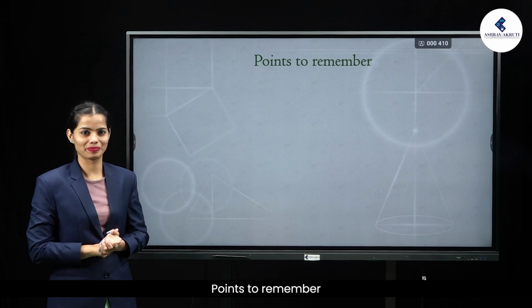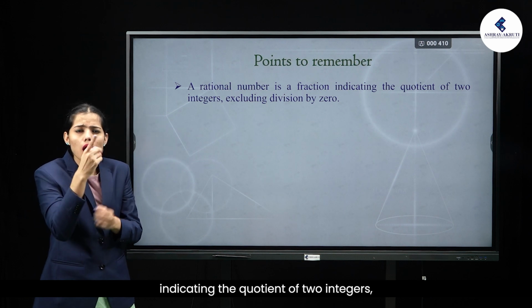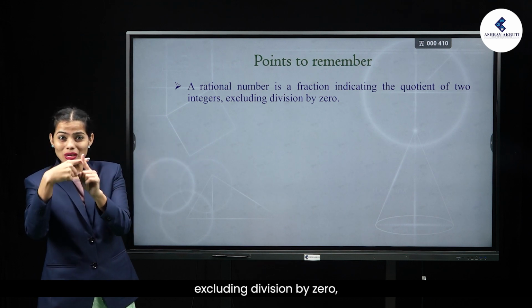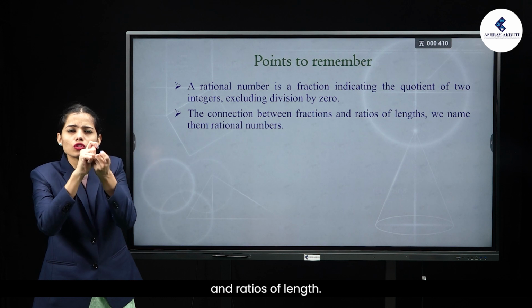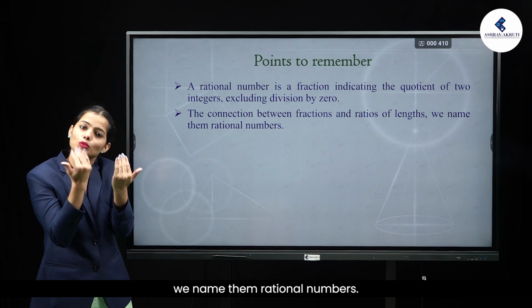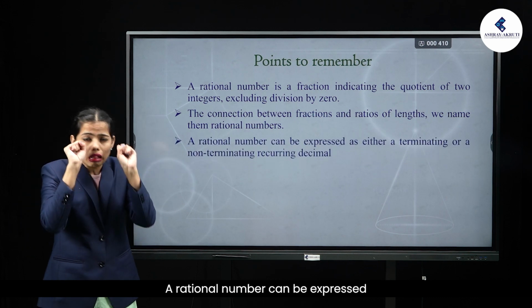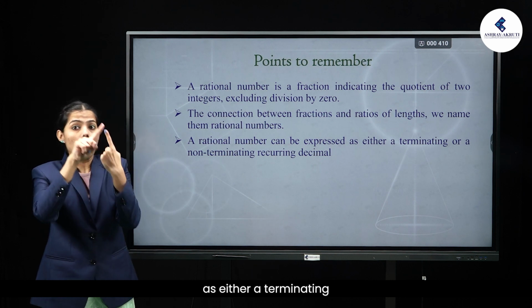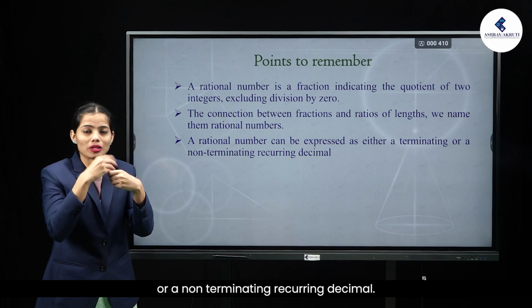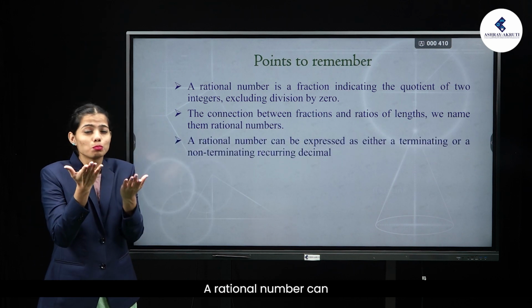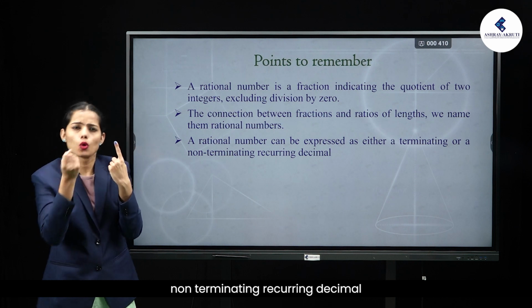Points to remember. A rational number is a fraction indicating the quotient of two integers excluding division by 0. From the connection between fractions and ratios of lengths, we name them rational numbers. A rational number can be expressed as either a terminating or a non-terminating recurring decimal.